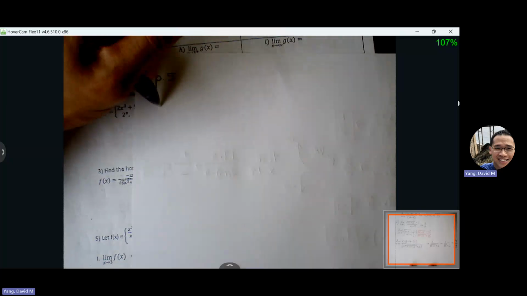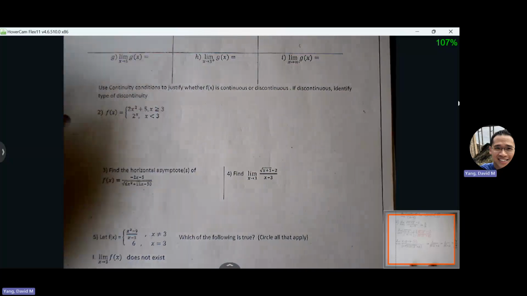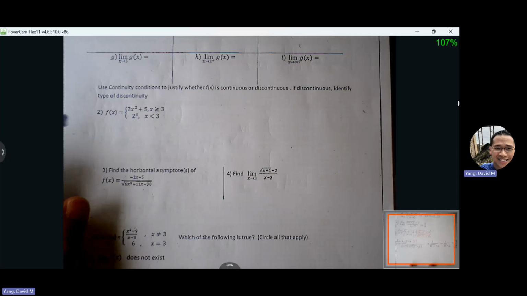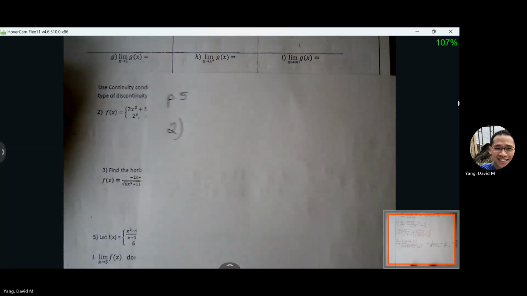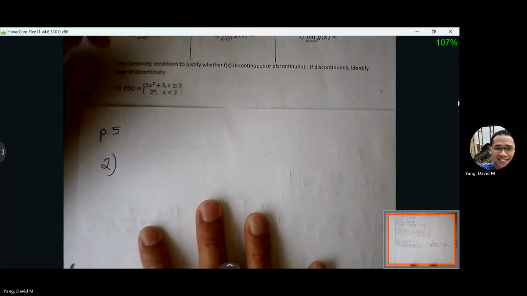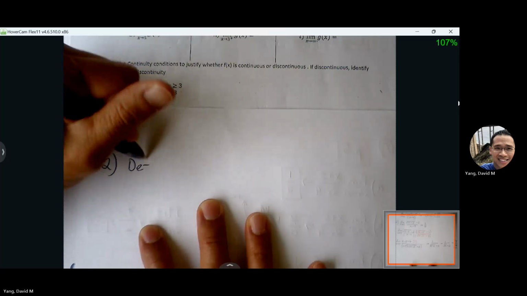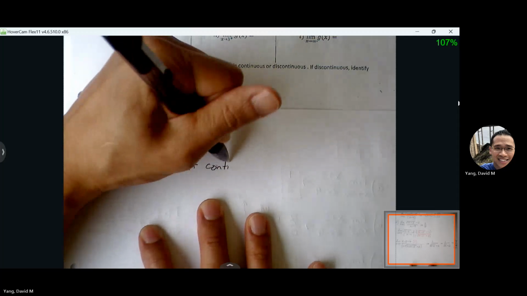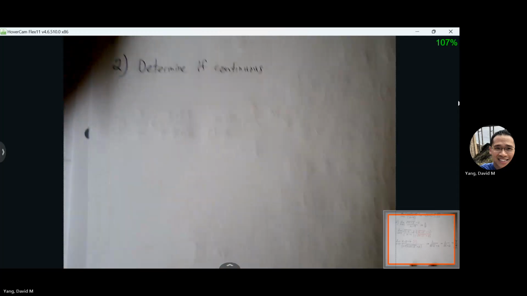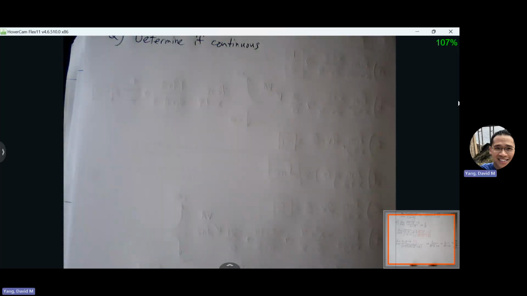Page 5, number 2. Okay, you're going to use continuity conditions to see if the function is continuous. And if it's not, then we're going to decide where it fails. And from where it fails, we can decide what type of discontinuity. Okay, everybody good so far? Number 1, no questions?